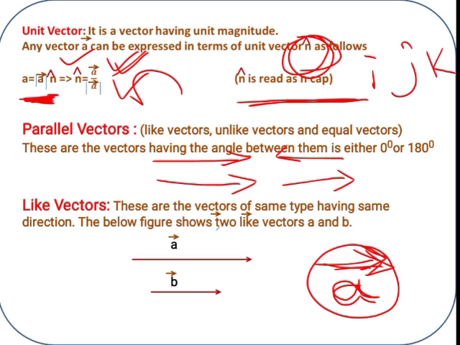Okay. The next one, like vectors. These are vectors of the same type having the same direction. So you just see, the directions are the same. Okay. And this is how we read vector A, vector B. So A and B are two vectors, and the directions are the same. Such vectors are called like vectors.